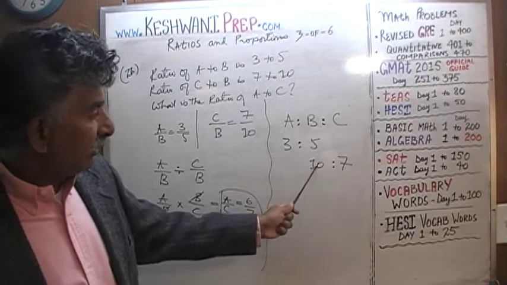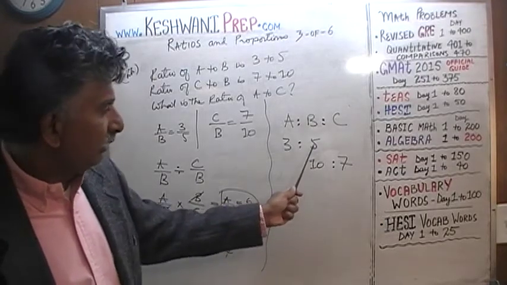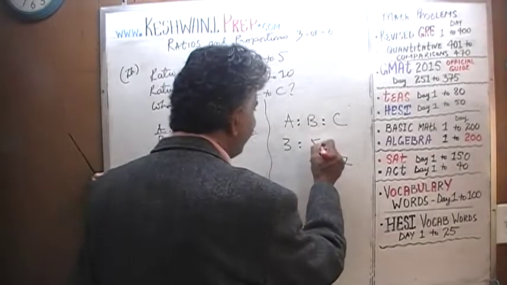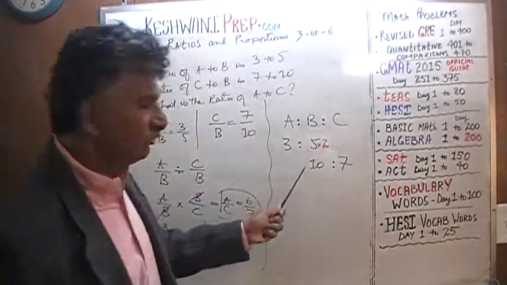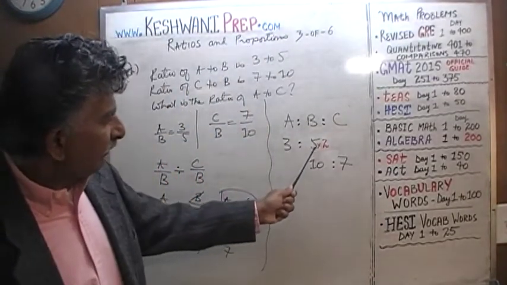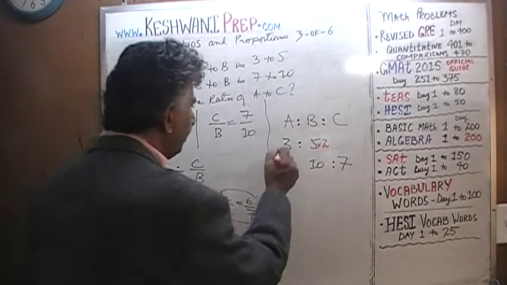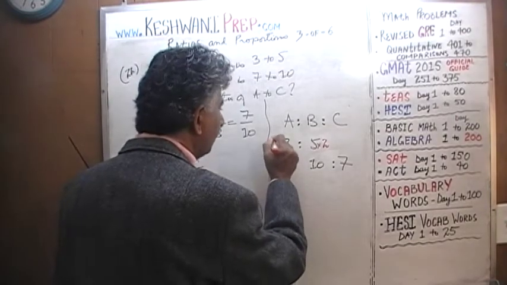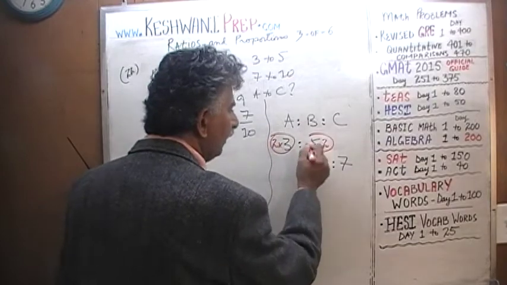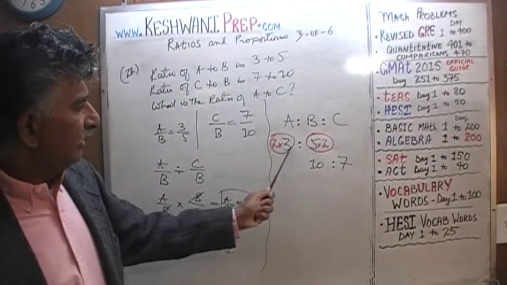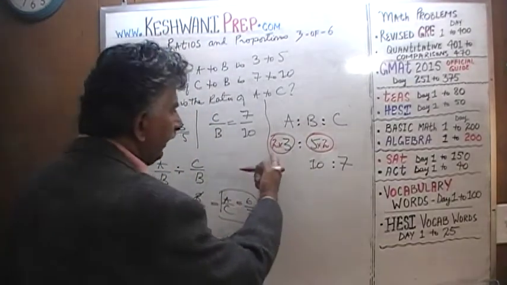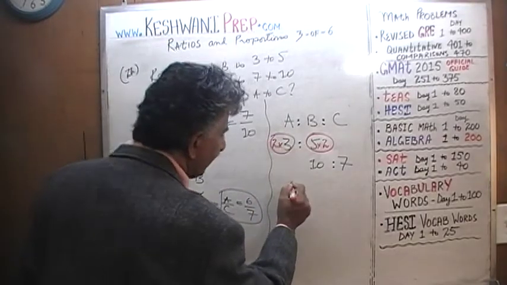Either convert this into 10 or divide this by 2. But we're not going to divide this by 2. Let's multiply this by 2. So now it becomes 10. Now they're consistent. But it is no longer 3 to 5. If you're going to multiply this side by 2, we must multiply this side by 2. So now the ratio is still 3 to 5. Ratio of A to B is still 3 to 5. We are done. How many A's do we have? We have 2 times 3, we have 6 A's.